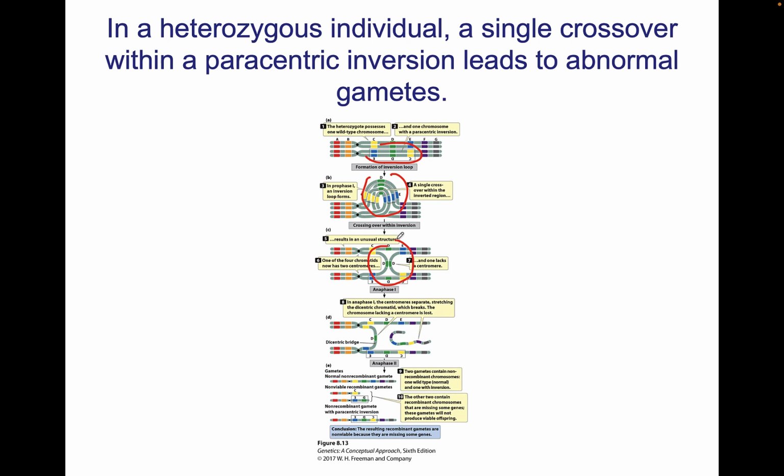In anaphase, the centromeres are going to separate and stretch what we call the dicentric chromatid. A dicentric chromatid is one of the four chromatids that has two centromeres. So it's one of the four chromatids that has two of the centromeres, and that would be a dicentric chromosome. That also leads to the dicentric bridge that you see right here. Hopefully it's showing up in the PowerPoint.